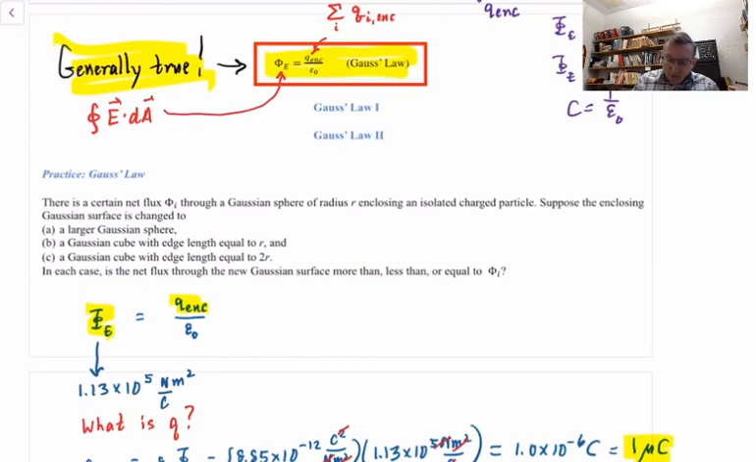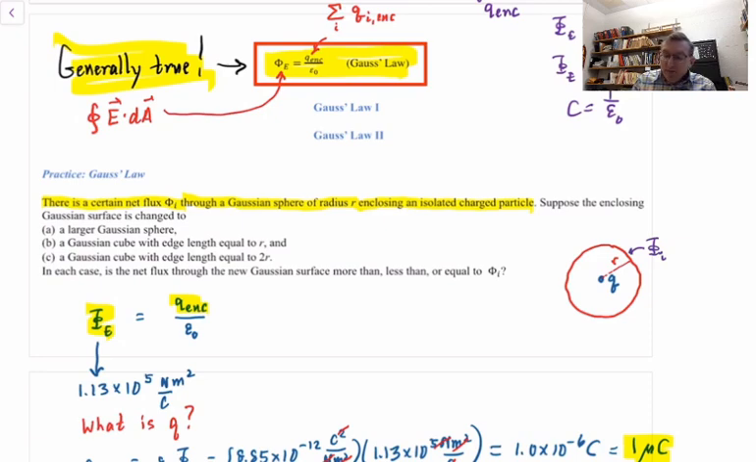Okay. Here's what it says. There is a certain net flux phi sub I through a Gaussian sphere of radius r, and that's enclosing an isolated charged particle. So maybe something that looks like this, Q, and let's draw the Gaussian surface, Gaussian sphere, radius r. I put the charge at the center even though it doesn't say that, because it's just easier to draw. And what we're told is that in that situation, the electric flux through the surface is just some quantity, phi sub I.